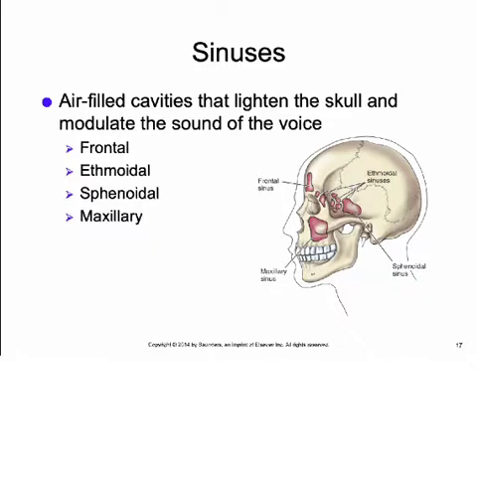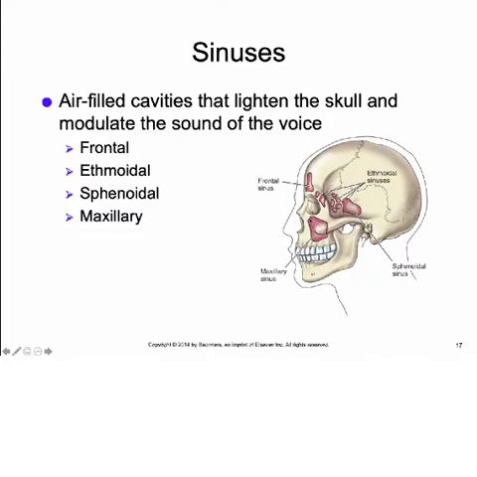And this is one of the reasons why when you get a sinus infection, you feel intense pressure behind your eyes. You feel like they're going to pop right out of your head because the infection can travel deep into these associated chambers and cause complications.